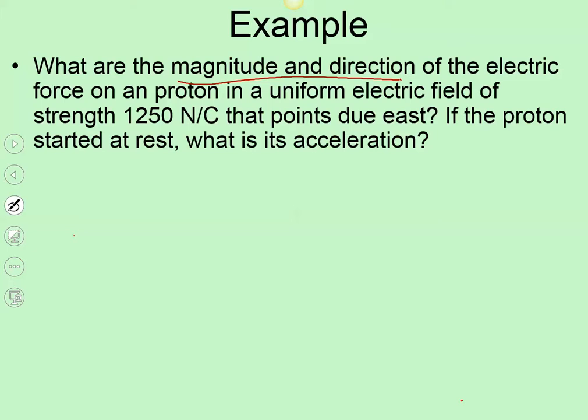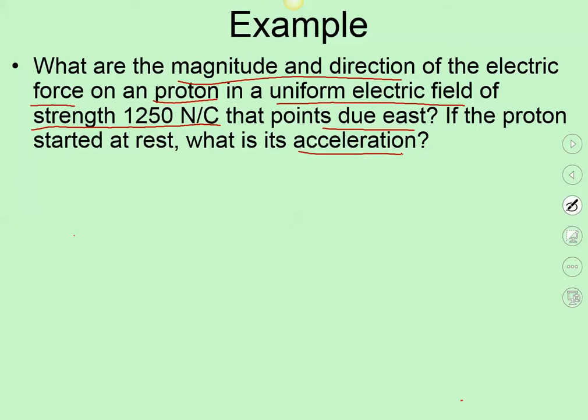magnitude and direction of the electric force on a proton in a uniform electric field with a strength of 1250 newtons per coulomb that points due east. So they've given us the magnitude and direction of that electric field. And then the second part of the problem is if the proton starts at rest, what is its acceleration?